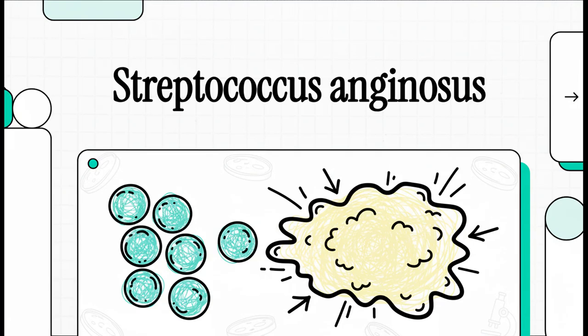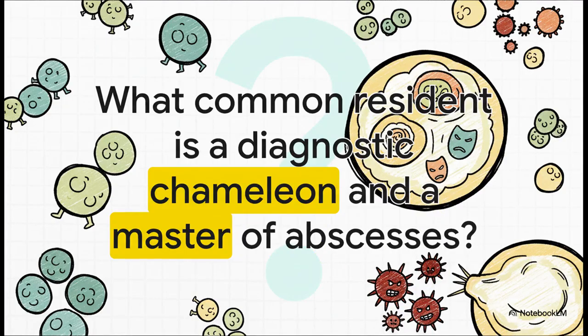Welcome to The Explainer. Today we're doing a deep dive into an organism that every microbiologist knows, and let's be honest, sometimes struggles with, Streptococcus anginosus. This is a bug that truly lives a double life, acting as a harmless passenger one minute and a seriously aggressive pathogen the next. It's one of the great chameleons we deal with in the lab. So let's just get right to it.